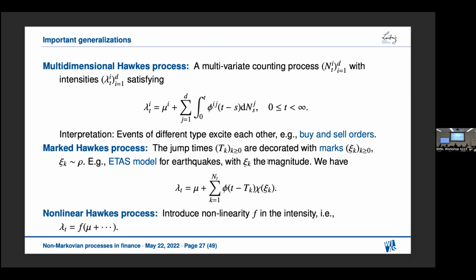Of course, once you introduce this, a lot of the structure will be lost, I guess. Unlike the first two examples, which don't change too much on the structural properties, the simulation methods, etc., this last one will change something. But of course, it also gives you a lot of flexibility. And that actually ends the first part on Hawkes processes. Any questions or comments?